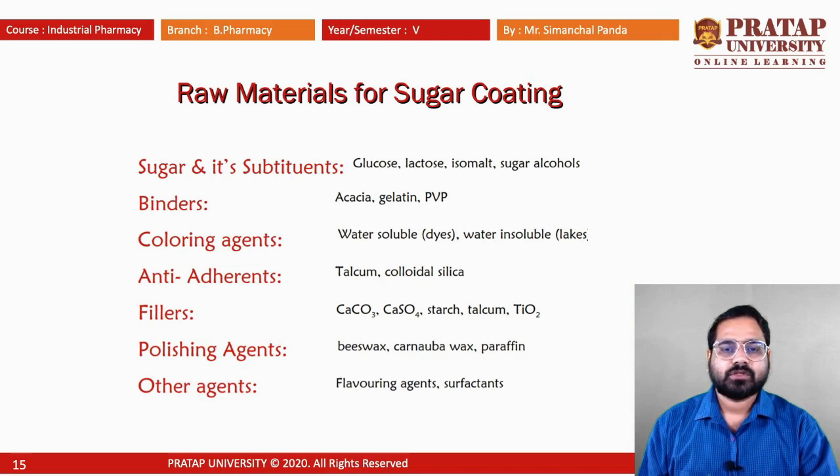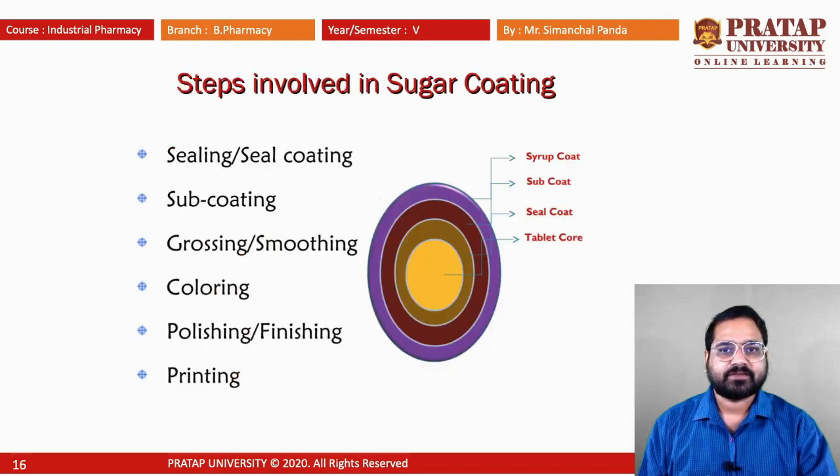Anti-adherents are also used so that other ingredients or powders should not stick on the surface. Generally, talcum and colloidal silica are applied after the sugar coating so that dust and other materials cannot stick to the external surface for a long time. Different fillers are used, that may be calcium carbonate, calcium sulfate, starch, talcum, titanium oxide. Polishing agents generally used are beeswax to give shininess, carnauba wax, paraffin. Other agents used in the coating materials are flavoring agents and different surfactants.